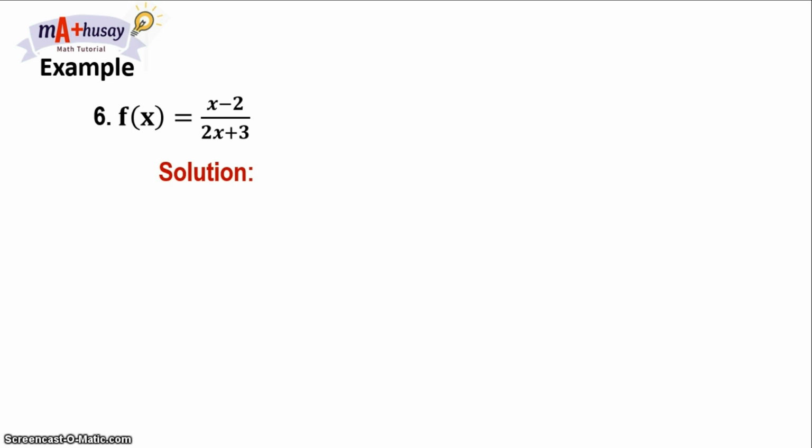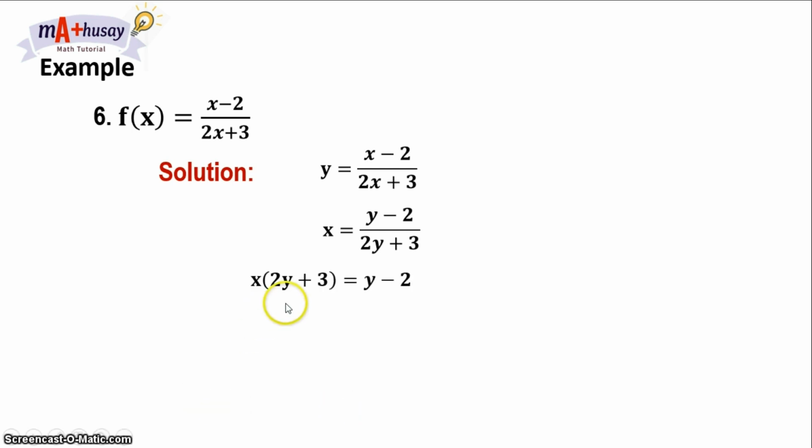So, we will replace f of x by y. So, we have y is equal to x minus 2 all over 2x plus 3. So, this time, i-interchange natin yung variables na x and y. So, we have x is equal to y minus 2 all over 2y plus 3. So, from here, ang gagawin natin ngayon ay mag-cross multiply. So, x times the quantity of 2y plus 3 equals y minus 2.